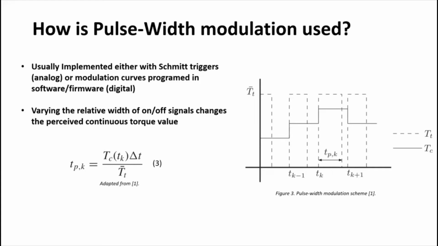By changing the duration that the thruster is firing for during a cycle, we can change the effective continuous torque acting on the spacecraft. The figure on the right shows an example of this. The solid line, labeled T sub C, is a continuous torque signal calculated from the control algorithm that has been discretized with a zero-order hold device. The dashed line, T sub T, shows the PWM signal of the firing thruster.